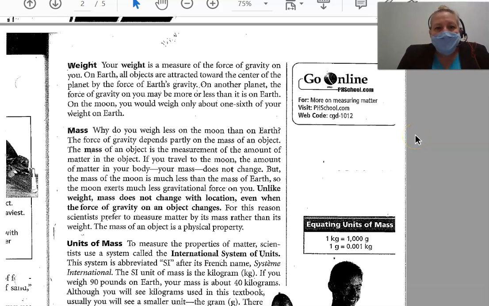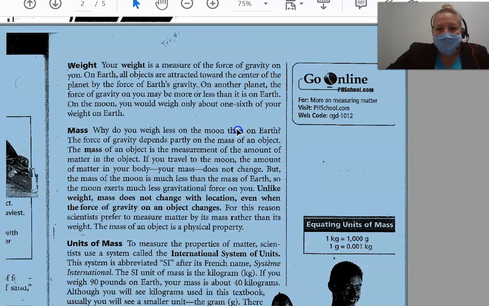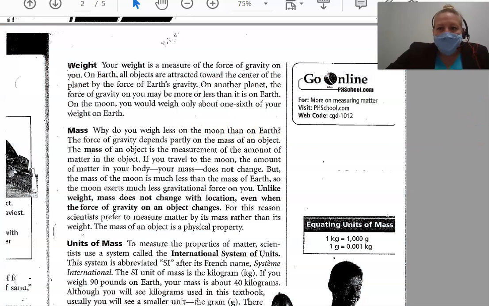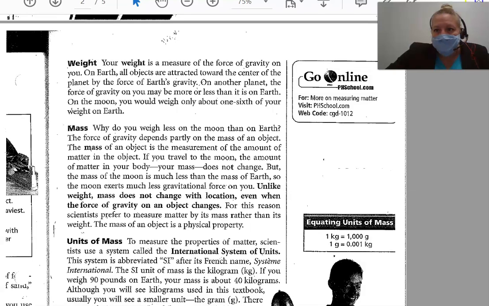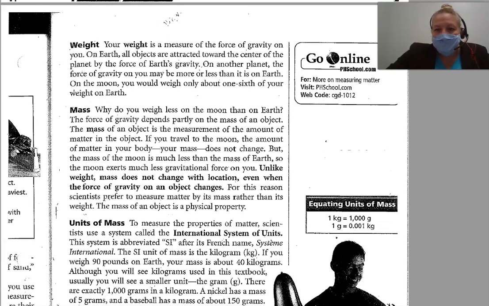Your weight is a measure of the force of gravity on you. So it is the force of gravity on you.